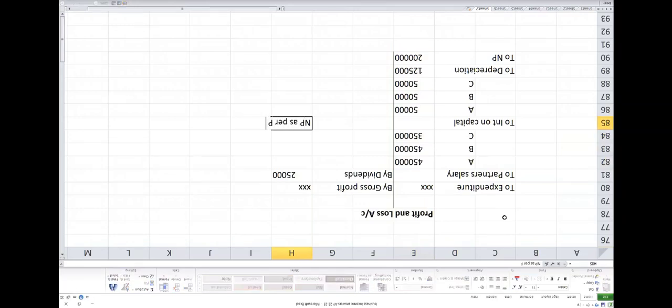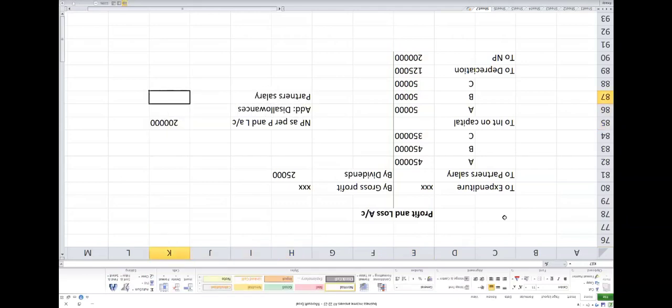So net profit as per P&L account, 2 lakhs. Add disallowances. Partner salary disallow பண்ணுங்க. எவ்வளவு இருக்கு? 12,50,000. Partner salary is actual, it is subject to 40B limit இருக்கு இல்லையா? So இது first disallow பண்ணுங்க.